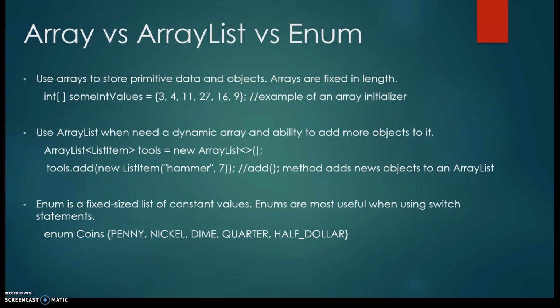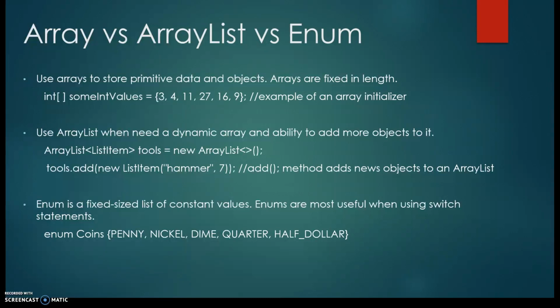And then use array list when you need a dynamic array and the ability to add more objects to it. So array list with a name tools equals new array list, and then to add some values I'm using the add method, and so it becomes tools.add and then values.